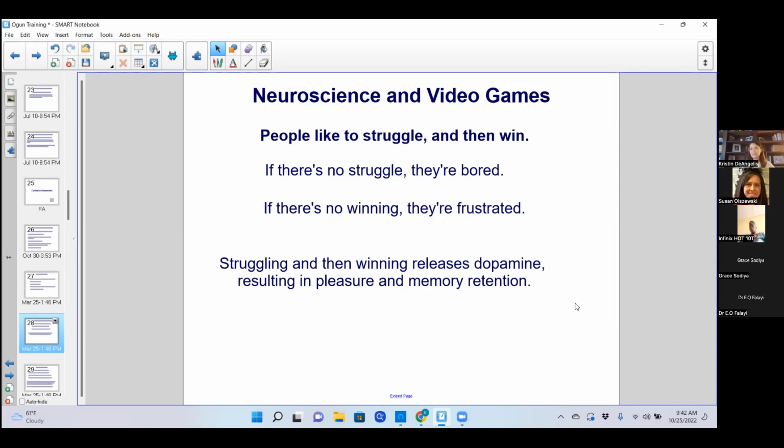If we don't challenge them, if they're not struggling, they get bored. But if they don't win, if they're not being successful, they're going to get frustrated and they might quit. They might be like, I'm done. So we have to find that balance, and our formative assessments in our presentation keep it at that level. Like I said, they start off at a lower level where they're winning, they're succeeding, and they get a little more challenging as they go.